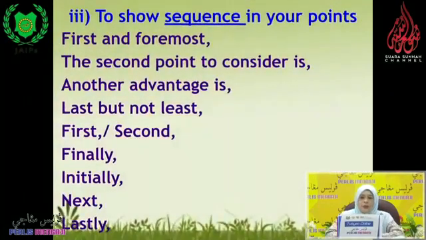To show sequence in your points. So you say first and foremost, the second point to consider, another advantage is, last but not least. First, second, finally, initially, next, and lastly. This is to show sequence, right? Of course, first and foremost is going to be the first one, and last but not least is going to be the last one. Okay.